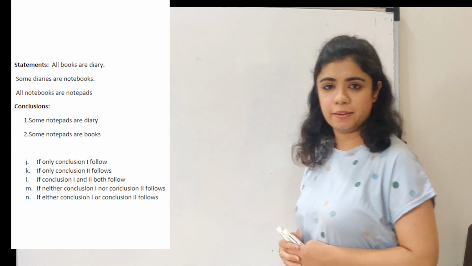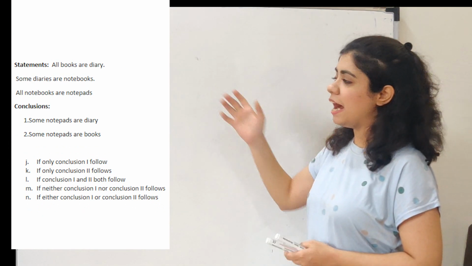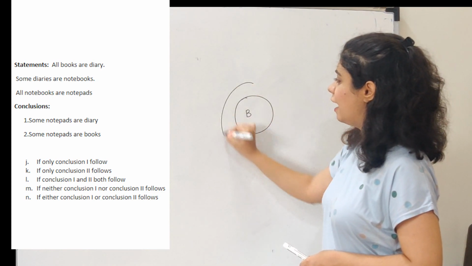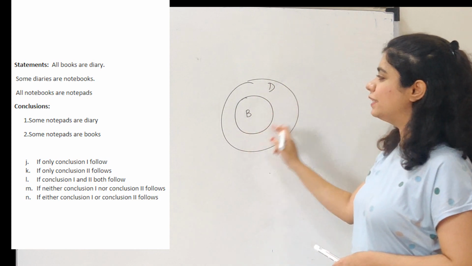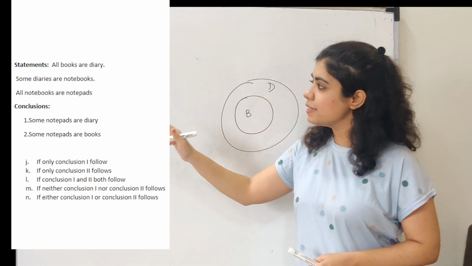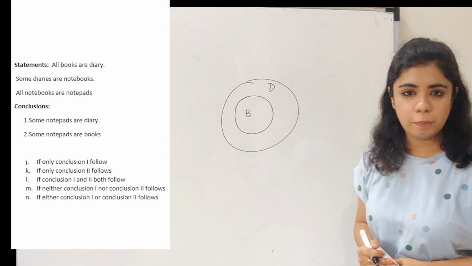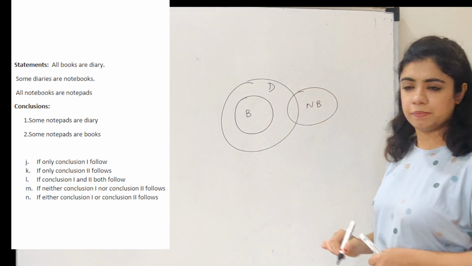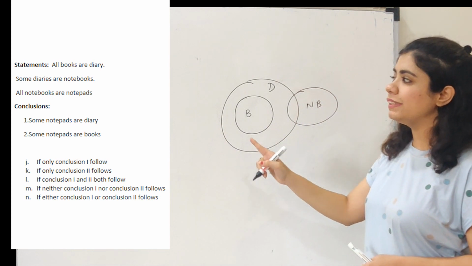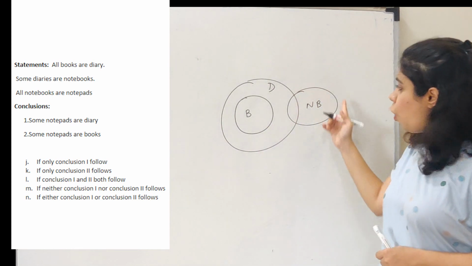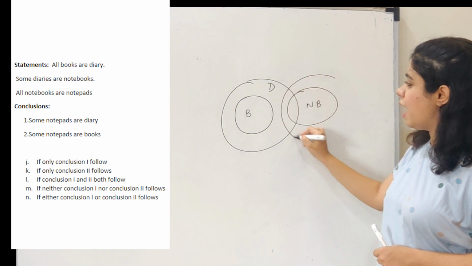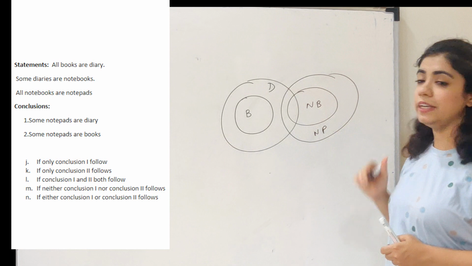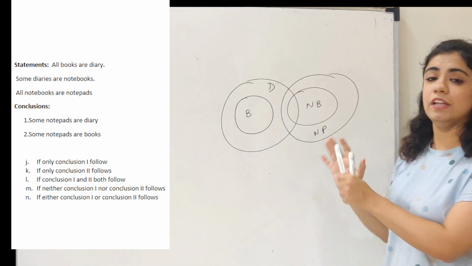Let's see what it says. All books are diaries. Some diaries are notebooks. All notebooks are notepads. So this will be your diagram. Okay? This is how your diagram will look.